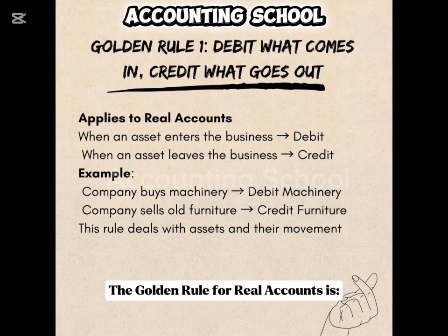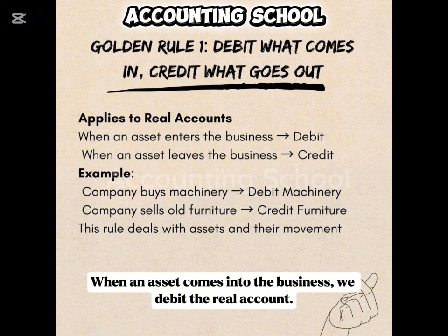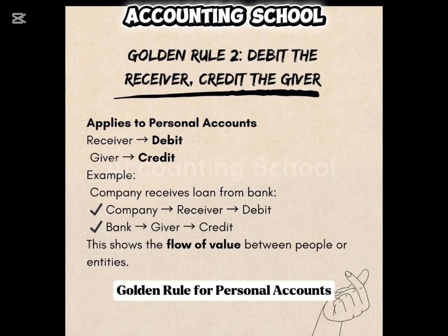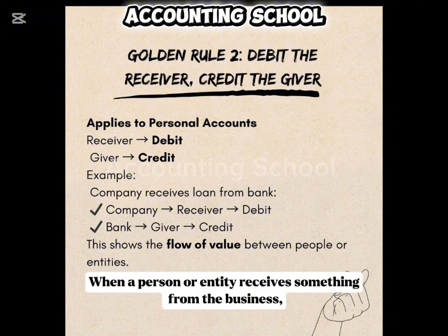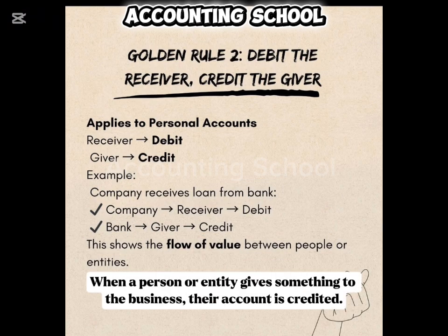The golden rule for real accounts is debit what comes in, credit what goes out. This means when an asset comes into the business, we debit the real account. When an asset goes out of the business, we credit the real account. Golden rule for personal accounts. Debit the receiver. When a person or entity receives something from the business, their account is debited. Credit the giver. When a person or entity gives something to the business, their account is credited.